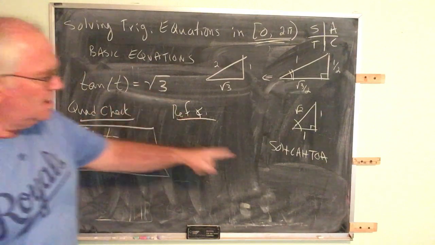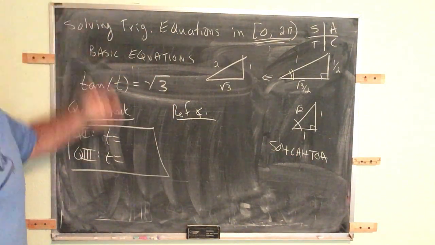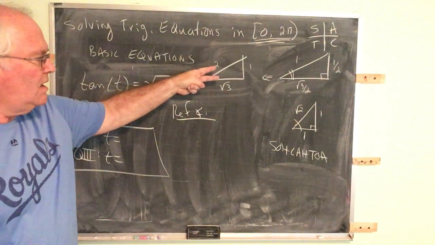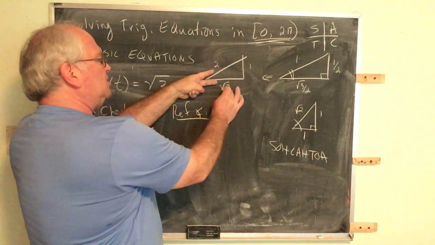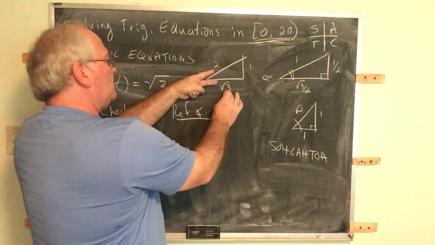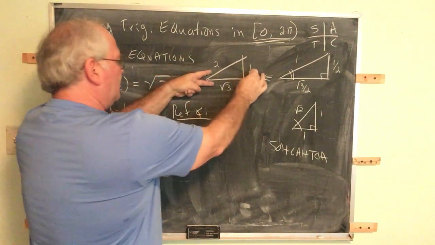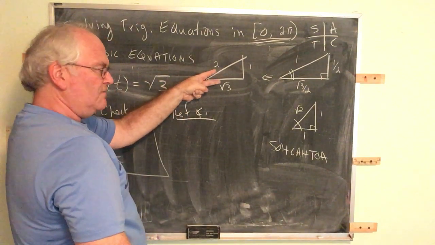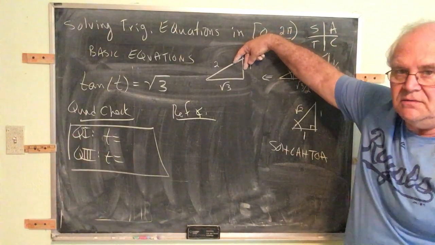Okay, tangent is opposite over adjacent. Just pick an angle and see if it works. If it doesn't, try the other one. Try that one. Tangent from this angle is opposite over adjacent, 1 over radical 3. Do we have 1 over radical 3? No, 1 over radical 3 is not what we want. So that means we don't want this angle. Which angle do we want? Yeah, we want this angle.